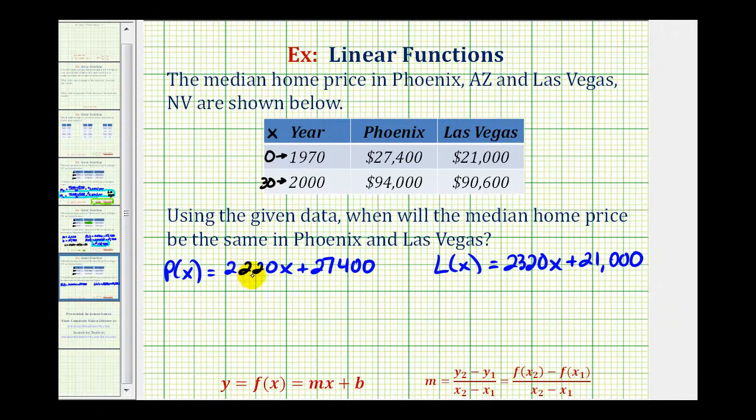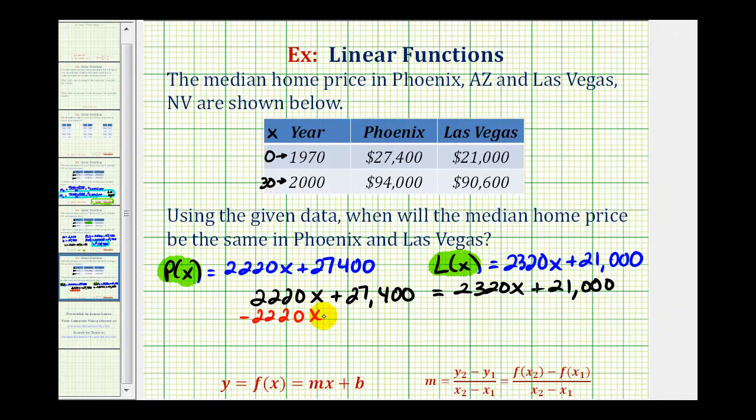So if we want to know when the median home prices will be the same, we want to know when p of x will equal L of x. Well, that will occur when 2,220x plus 27,400 is equal to 2,320x plus 21,000. So if we solve this equation for x, we'll know how many years after 1970 the median home prices will be the same if we use linear functions to model the data. Let's go and subtract this x term on both sides. Notice how this would be 0, and our x term is now going to be on the right side. So let's also go ahead and subtract 21,000 on both sides.